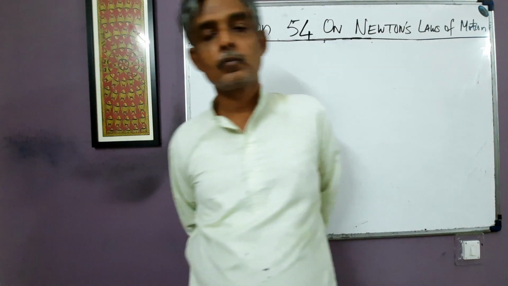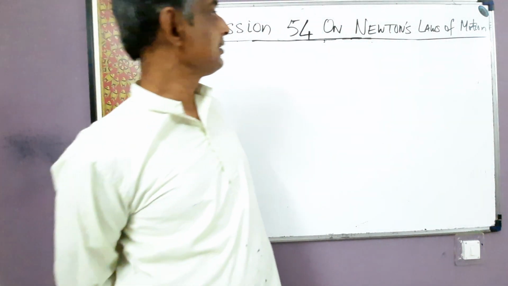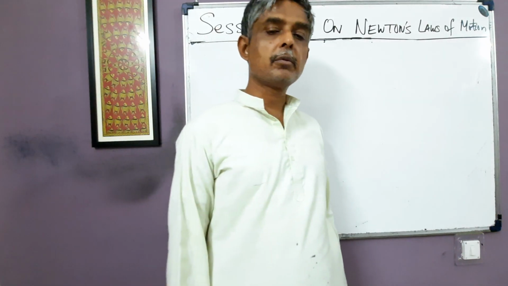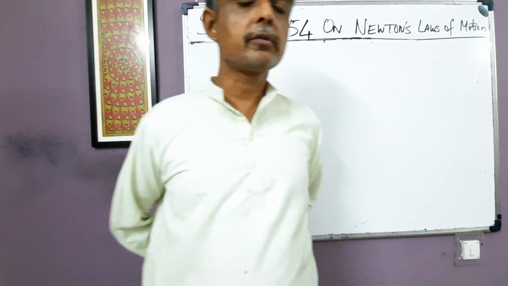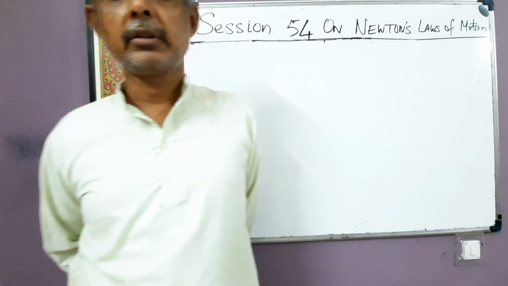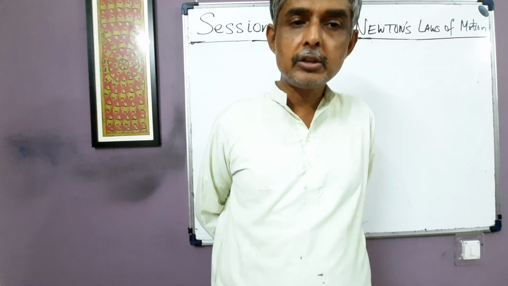This is the 54th video on Newton's laws of motion. This is in continuation of the 53rd video. In the 53rd video, I took up a numerical problem in which there was a variable angle, so the constraint relations for displacement, velocity and acceleration were not identical. The constraint relation for acceleration was different from that of displacement and velocity.